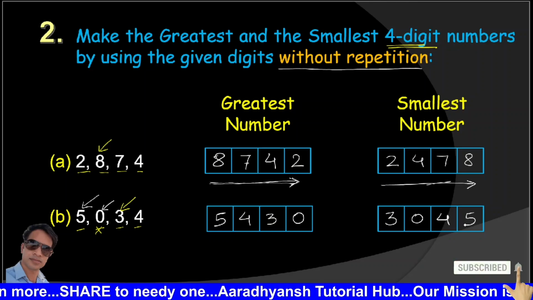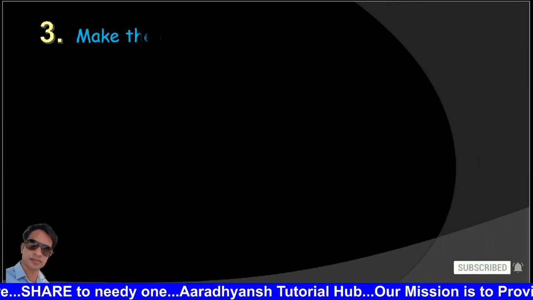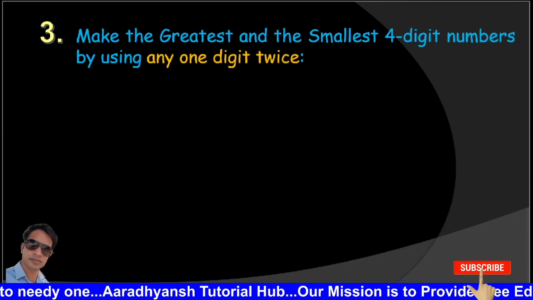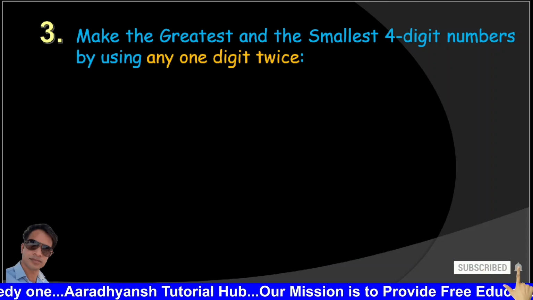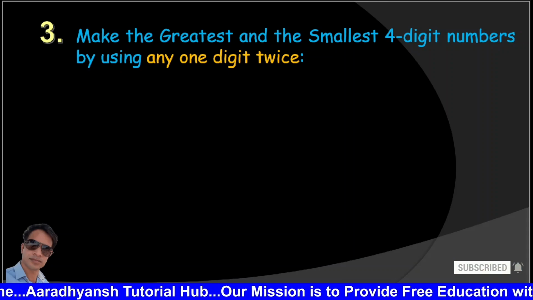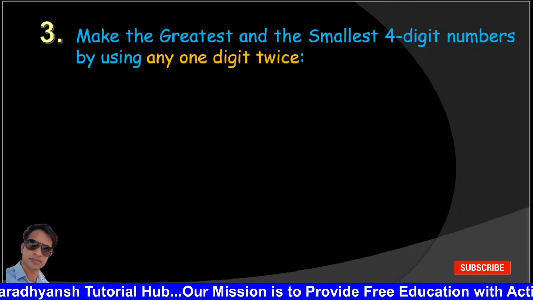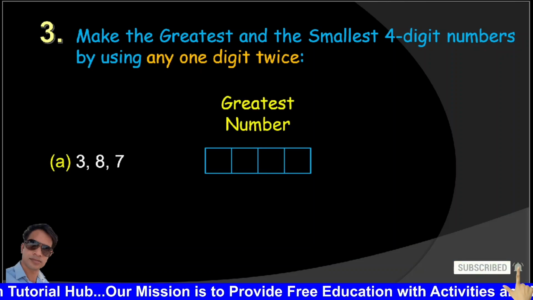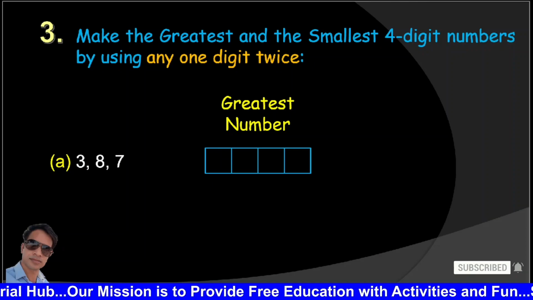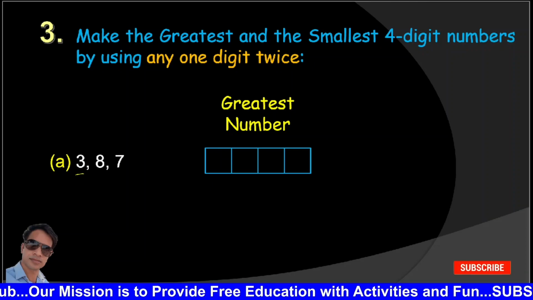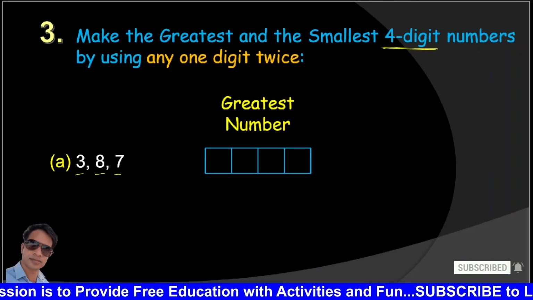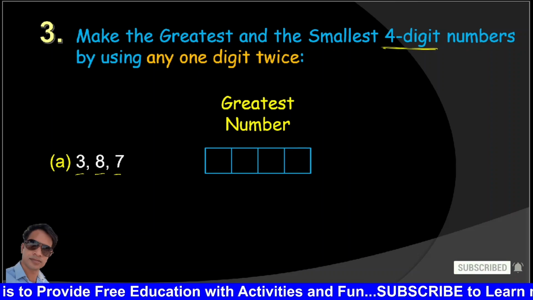Okay friends, now in the third case, make the greatest and the smallest 4-digit numbers by using any one digit twice. Here you can repeat any digit, and in the first question you can see there are 3 digits, 3, 8 and 7, and we have to make the 4-digit greatest number.